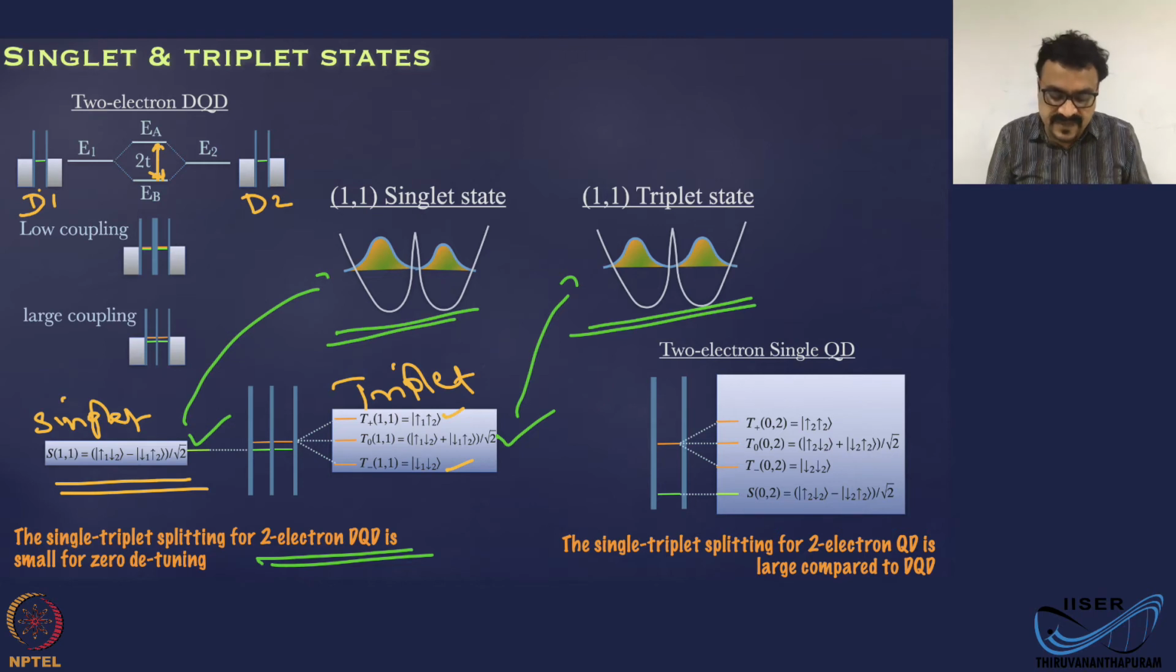But the energy levels of the singlet and triplet states are pretty close for a double quantum dot system with zero detuning. But you can also have the singlet and triplet state for a 2-electron single quantum dot, as shown here. So here you have 2 electrons in a single dot.